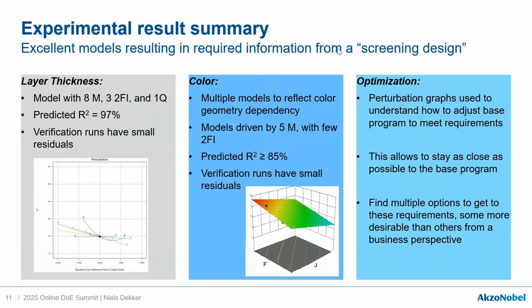So on the left bottom, you see a perturbation graph, which is very useful when you have a start already and you want to see how you can, from that start, move in a certain direction by changing, in this case, one factor. Be careful, it doesn't show any interaction, so don't use it as this factor does this or this factor does that. It's really for a starting point. And in the middle, of course, you see the contour plot for the two main factors that drove color in this case.